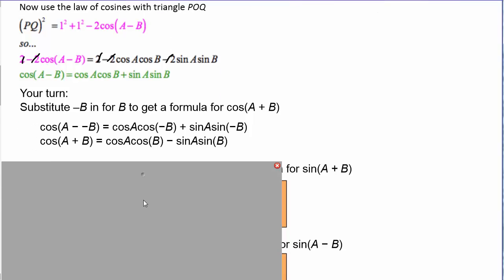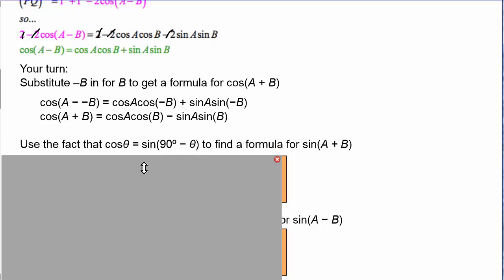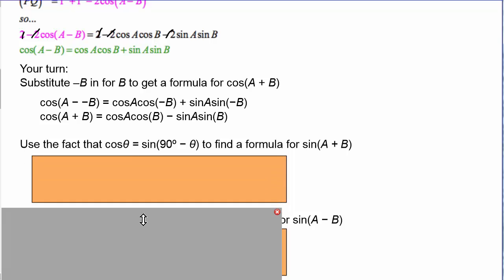That's good for cosine. Let's see if we can do it for sine. What would you do if you want to take these and create a formula for sine A plus B? Well, remember that cosine of an angle is 90 minus the sine of an angle. How could we use that somehow? Cosine, how could we make that? How about, pause the video and see if you can think about it. And here we go.